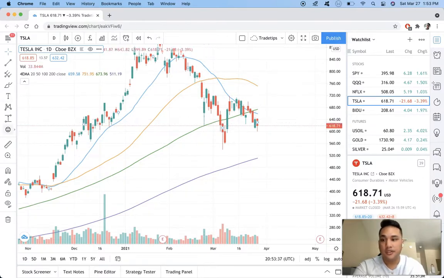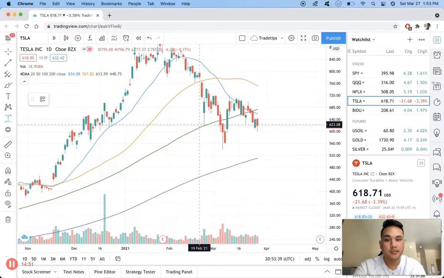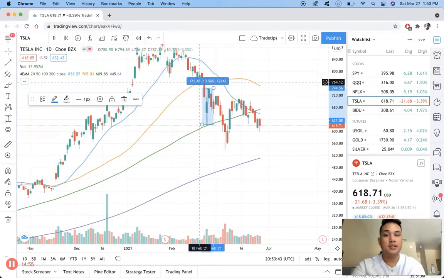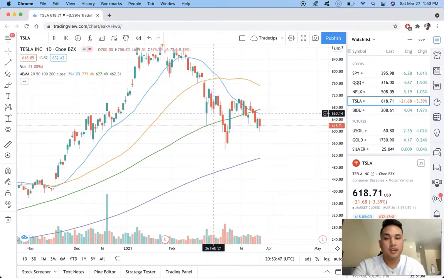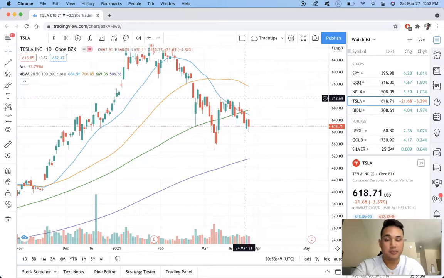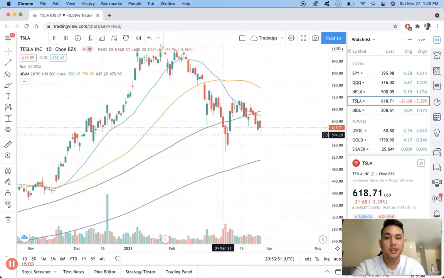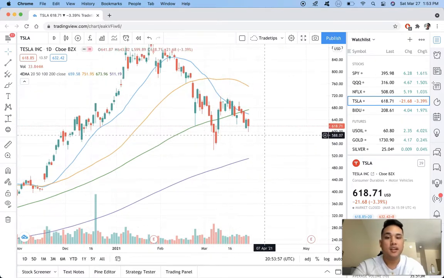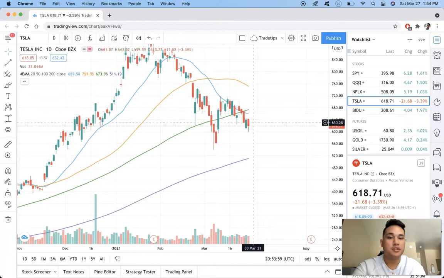And even if you just capitalized on the bounce off of the 100, it would have made a $120 per share gain, or a 20% move in just 2 days, which is extremely powerful. And when you get towards here, when you lose this 100, then you can see that things get a little choppy again.